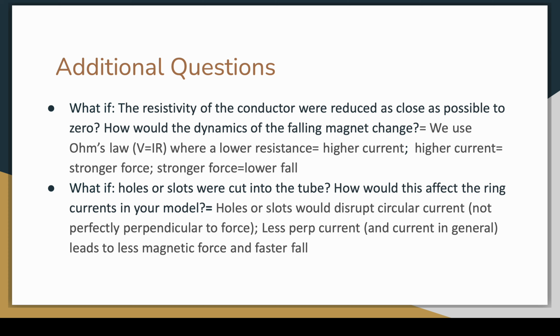Now, if the resistance of the conductor were reduced as much as possible to 0, we use Ohm's law, V equals IR, where a lower resistance equals a higher current, which would equal a stronger force and a lower fall speed. And if holes or slots were cut into the tube, it would disrupt the circular current, which means it would be less perpendicular to the force, which means there would be less magnetic force, and it would be a faster fall of the magnet. Thank you.